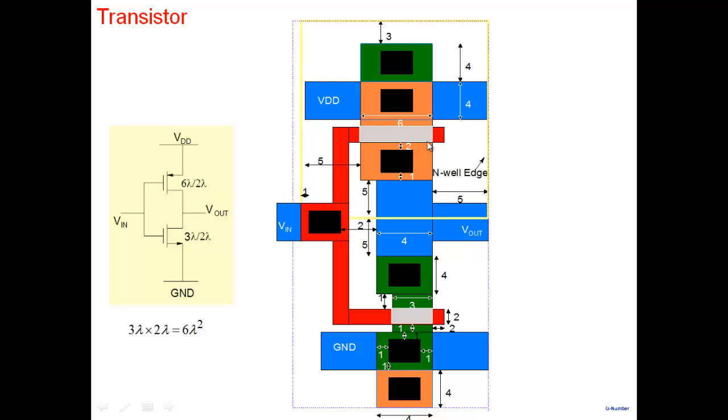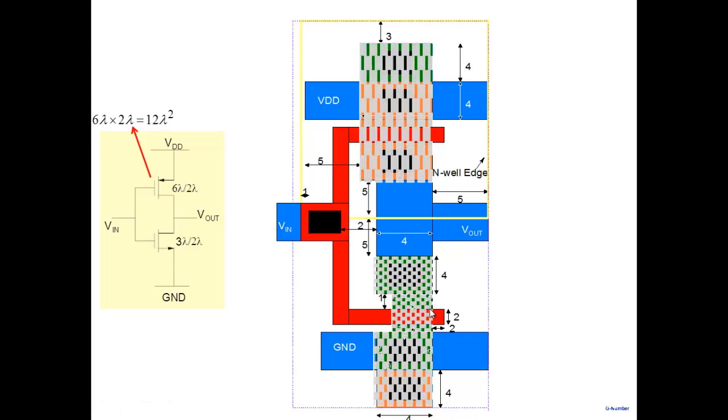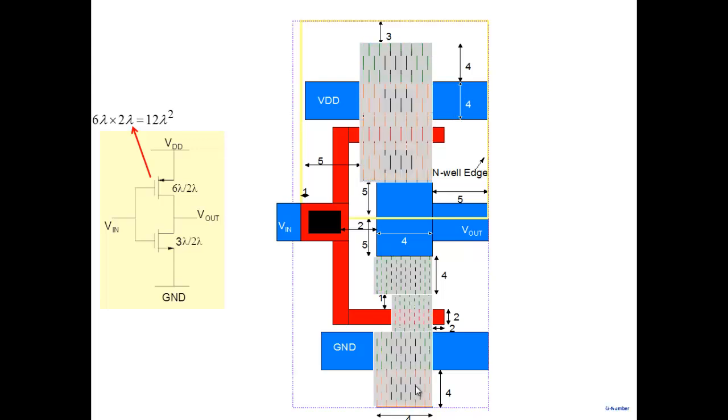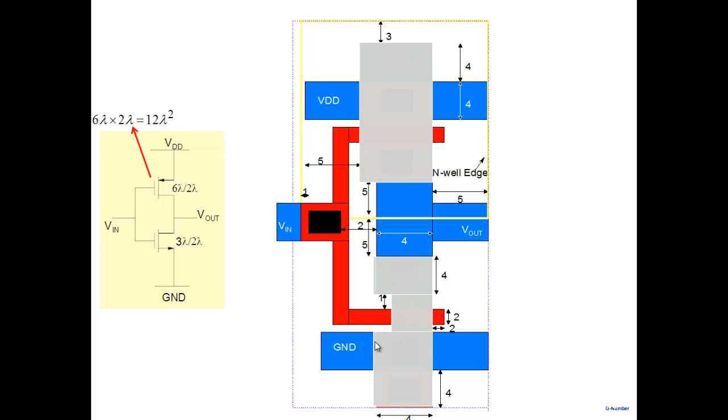But where is the transistor? The transistor is not just this area. This whole thing is the transistor. Go back and see. This is the drain part here. This is the channel part here. Wherever the poly is there, underneath the poly is the channel. This is the source part here. And this is the substrate contact here. So this whole thing is the transistor here.